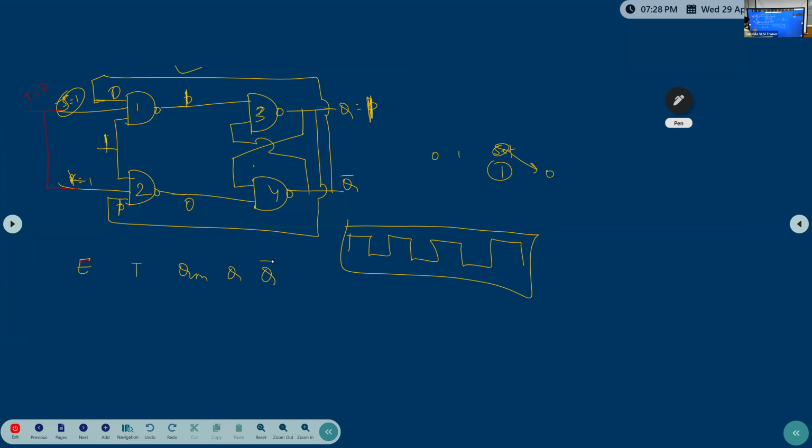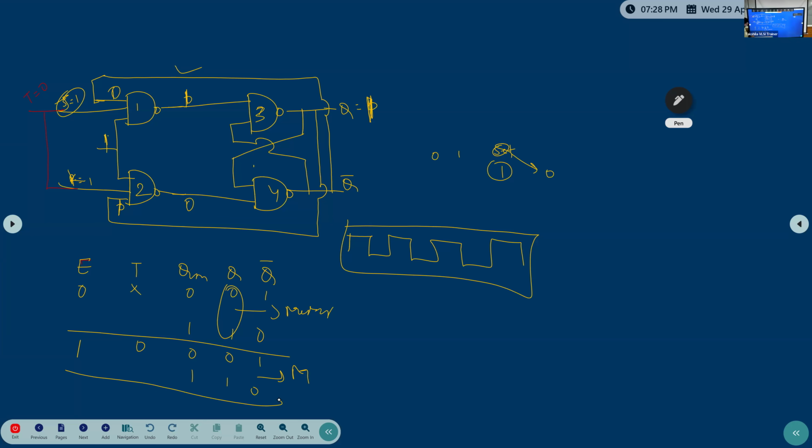Now E is 0. E is 0, whatever the T, so 0, 1. So this is 0, 1, this is 1, 0, this is the memory state. If E is 1, T is 0, this is 0, 1, 0, 1, 1, 0, this is also the memory state.